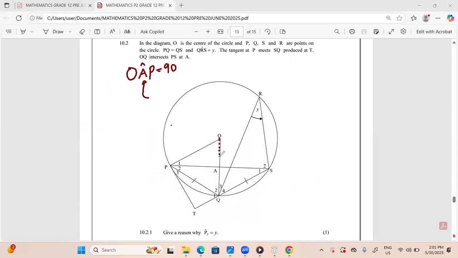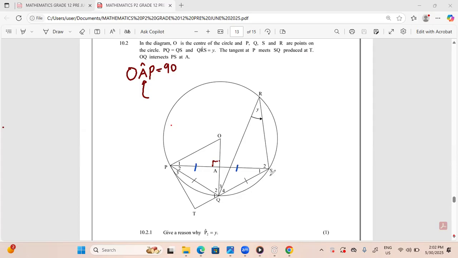So let us see this triangle OAP. They are saying prove that this angle here is 90 degrees. This question is very, very interesting. So I want to prove that the angle here is 90 degrees. This angle OAP will be 90 if the line PA is equal to the line AS. If we find that PA is equal to AS, then this angle OAP will be 90.